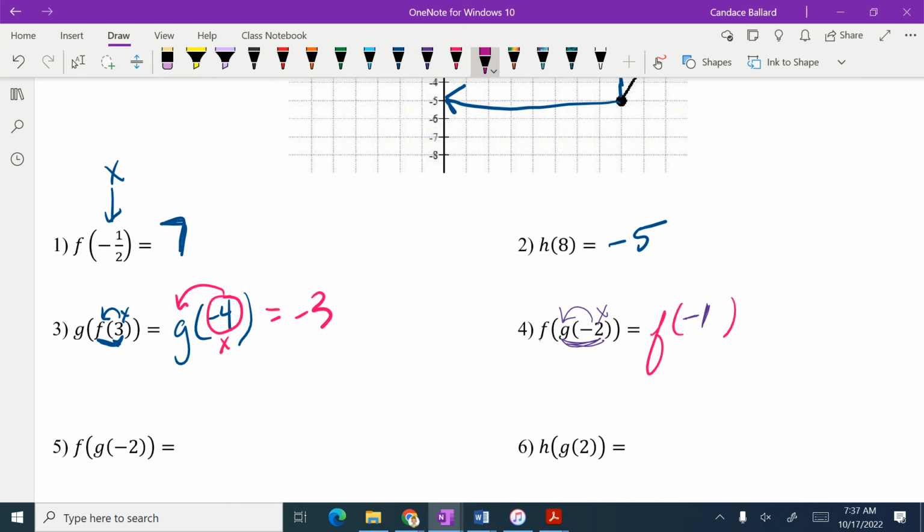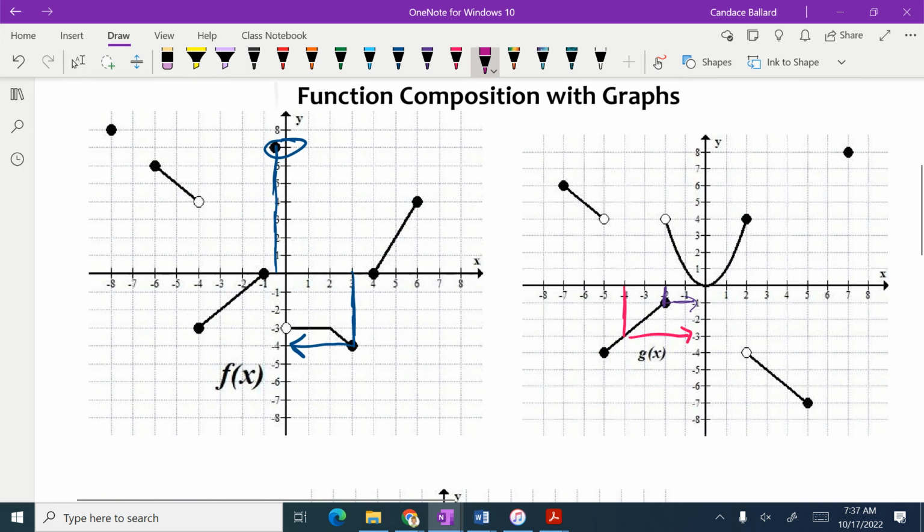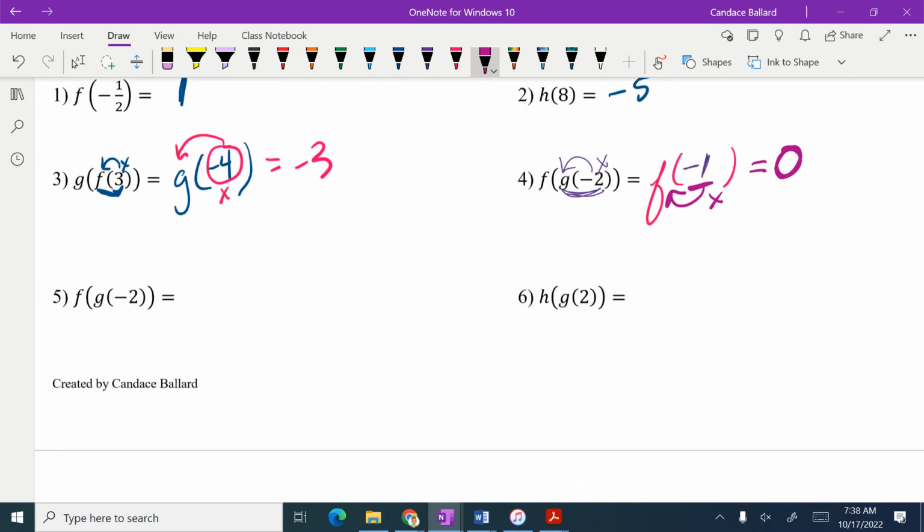Now I have a new input, so this input goes into f. That's an x value that's going into f. So negative 1 into f. All right, what's negative 1 into f? What does it look like? 0. All right, I want you to try 5 and 6. So everybody take a minute and do 5 and 6.